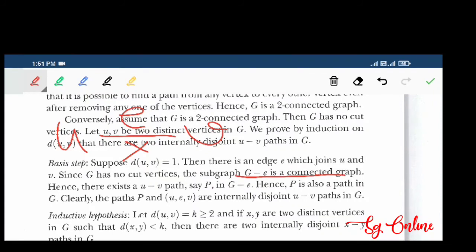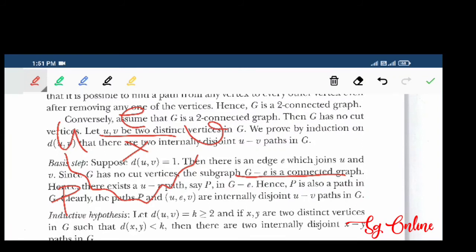So G minus E is a connected graph. Naturally, there is another path between U and V which does not contain the edge E. So you see that this path UEV and this other path are internally disjoint paths between U and V. So this completes the basic step, and now we go for induction.